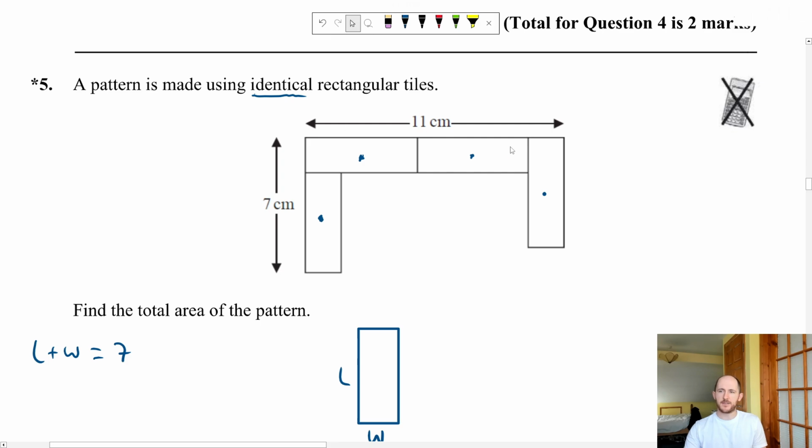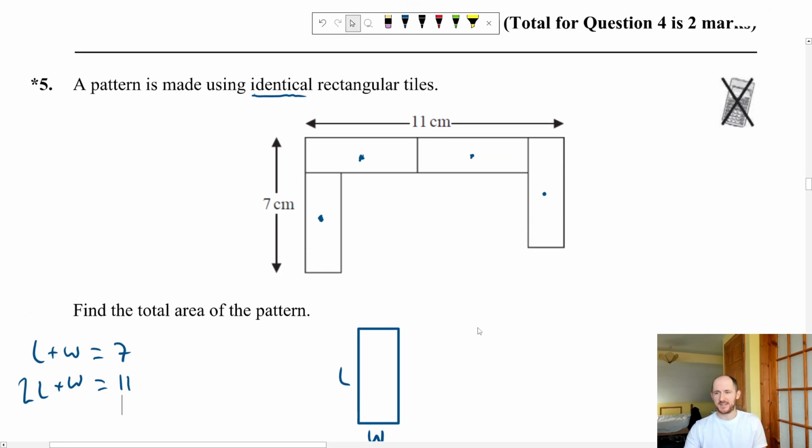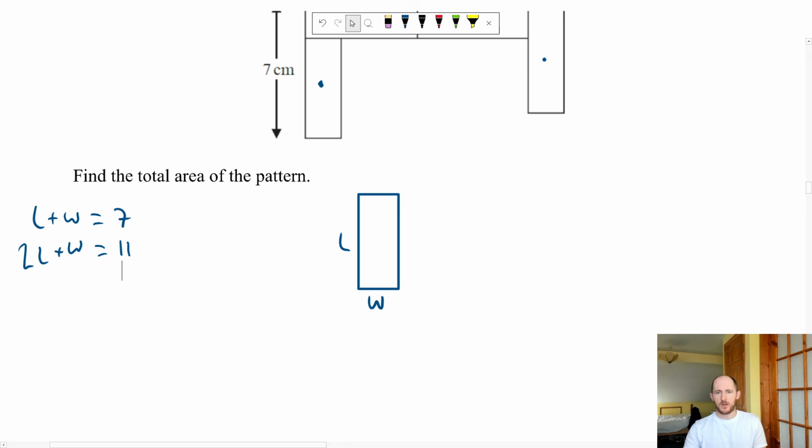Okay, what about this 11 then? Well, that's a length plus another length plus a width. So in other words, that's 2 lengths, 2L, plus a width gives me 11. Interesting. So, what do we have here? We have 2 equations with 2 unknowns. 2 equations with 2 unknowns means it is a simultaneous equation, because we have 2 equations with the same unknowns in both. So, we have to solve this simultaneous equation.